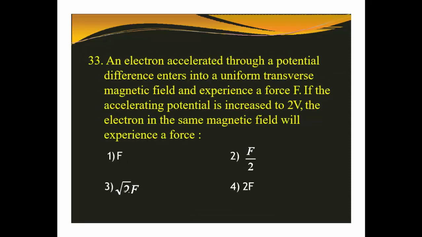Okay, next one. An electron is accelerated through a potential difference, but the potential difference is not given. It enters a transverse magnetic field, which is nothing but a perpendicular magnetic field, and it experiences a force F. If the accelerating potential is increased to 2V, what force will the electron experience in the same magnetic field? So you need the relation between force and potential difference. On that basis we can get the answer.